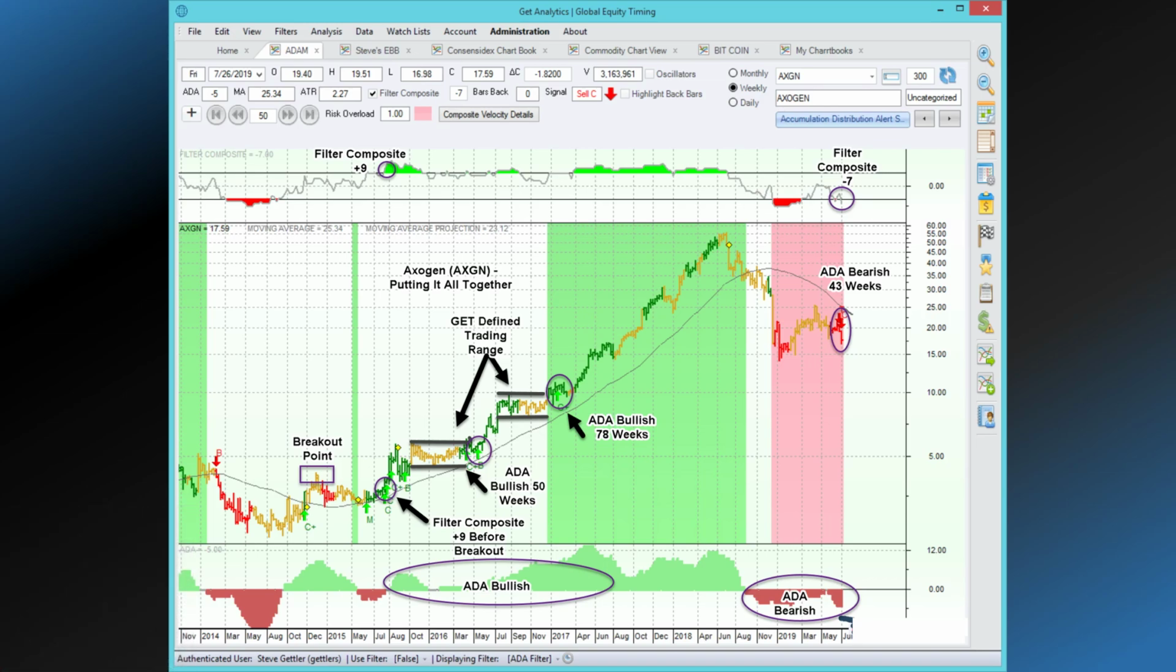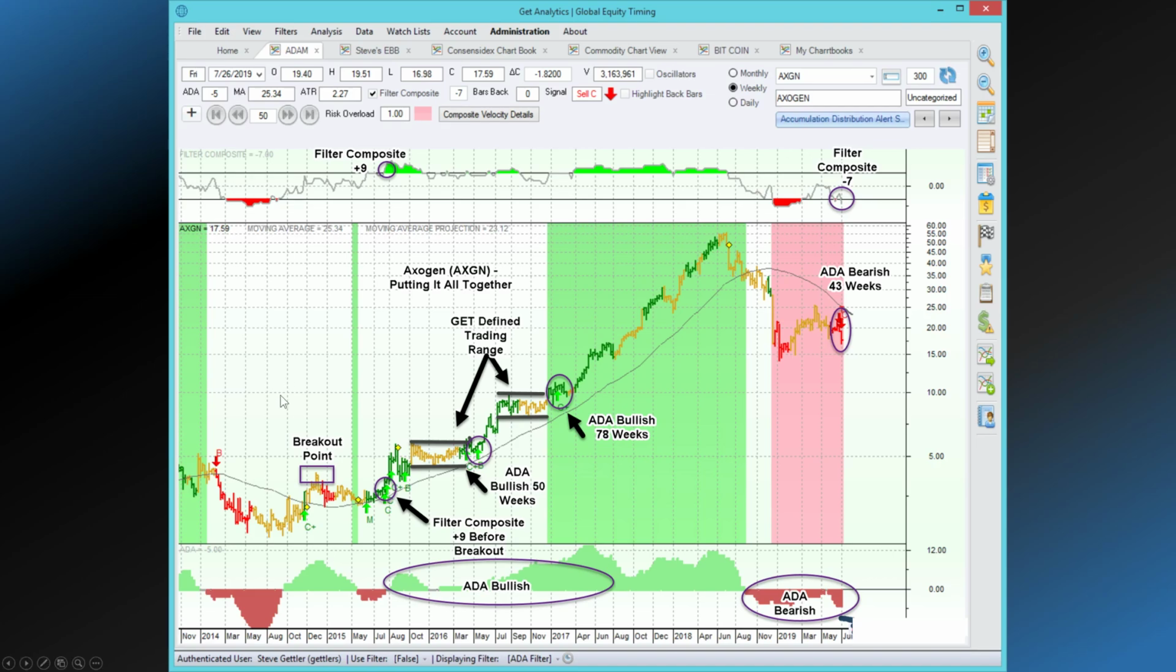So what we have here is Axogen, and this is, to set the scene, a weekly chart. We're also displaying our filter composite, which is a composite of 15 different filters that we use within global equity timing. Additionally, we're showing ADA, our accumulation distribution alert oscillator, which measures accumulation and distribution underneath the surface of price action. It takes an X-ray vision as to what's really going on in the marketplace and helps us determine whether we should be buying or selling.